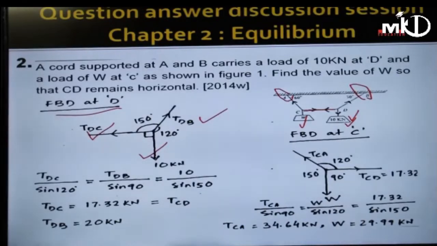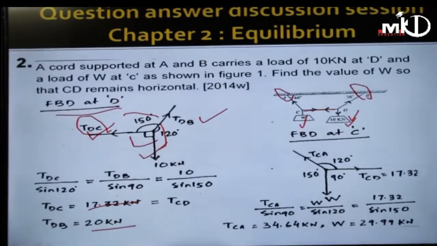TDC, if you consider this force, then this angle you have to consider. This is 120 degrees. So sin 120 equal to TDB by this angle, that is 90, or sin 90, equal to 10 by sin 150. So if you solve, you will get TDC equal to 17.32 kilonewton, TDB equal to 20 kilonewton. So our requirement is to find the value of W.